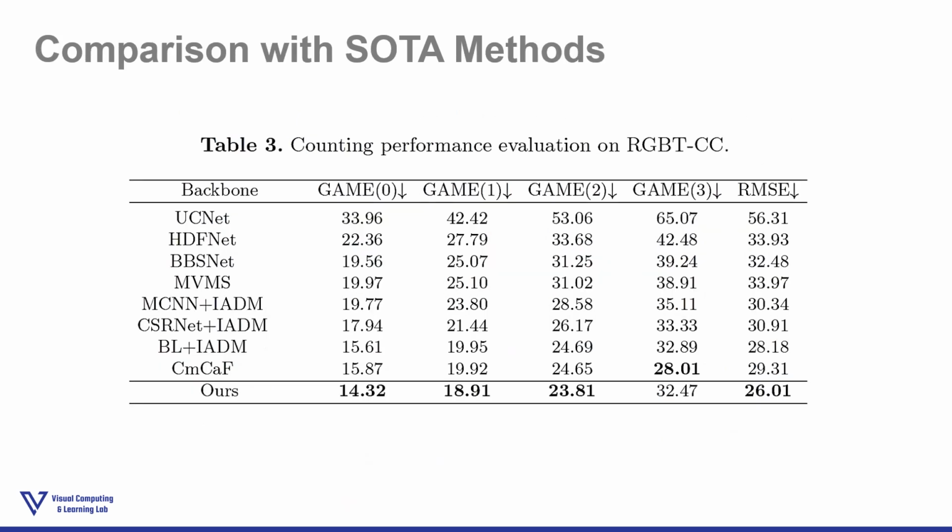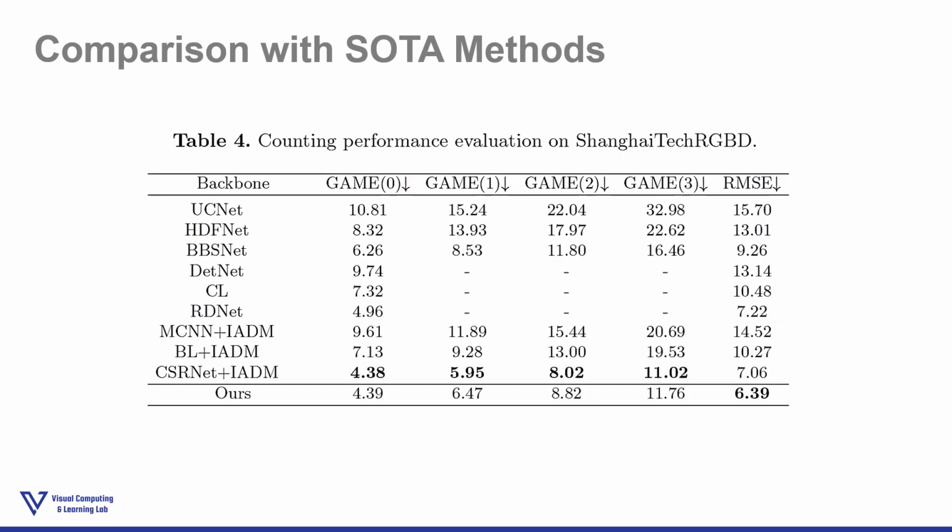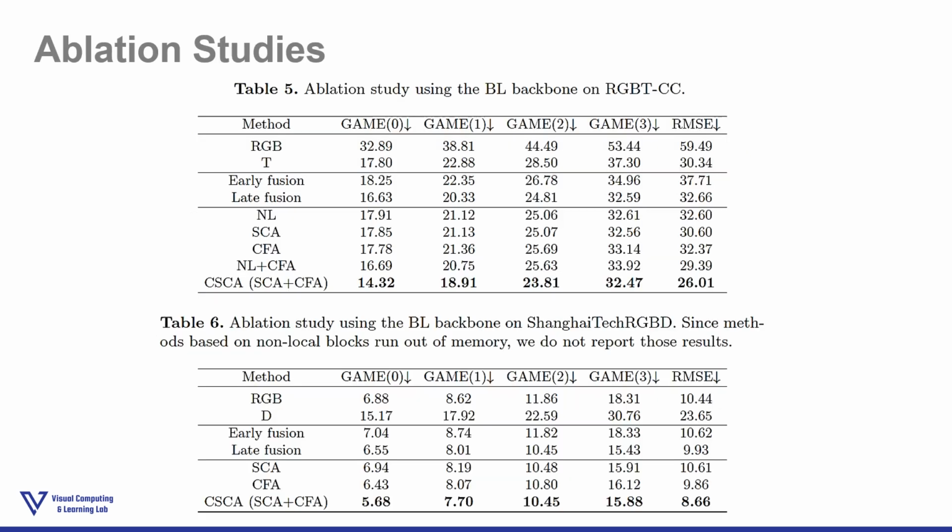Moreover, our model also achieves better performance on the RGB-TCC dataset compared to specially designed crowd counting models. Especially, our CSCA implemented with the BL backbone achieves state-of-the-art performance on almost all evaluation metrics. Similarly, our model implemented with the CSRNet backbone outperforms most advanced methods and achieves a new SOTA result of 6.39 in RMSE.